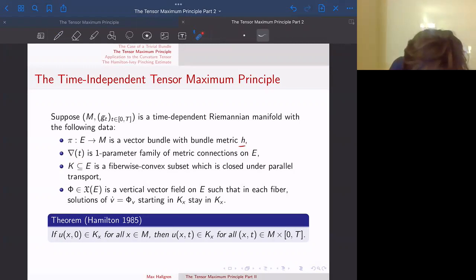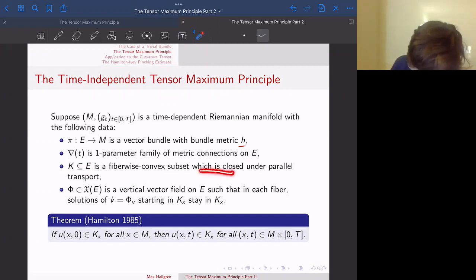And so in practice, these are essentially going to be obtained from a Ricci flow, but this is after applying Uhlenbeck's trick, which I'm going to talk about in the next section. And then we have some fiber-wise convex subset of our vector bundle. So in other words, its restriction to each fiber is just a convex set of that vector space.